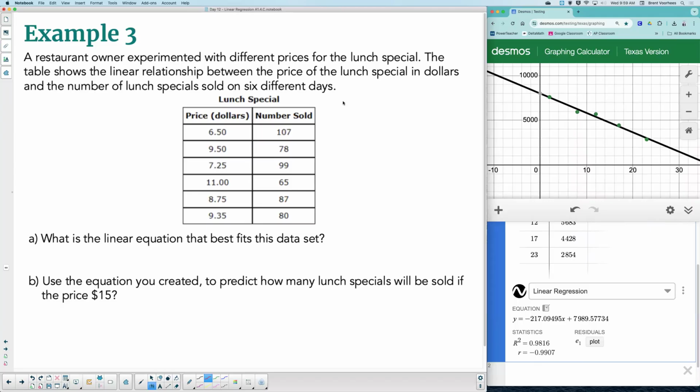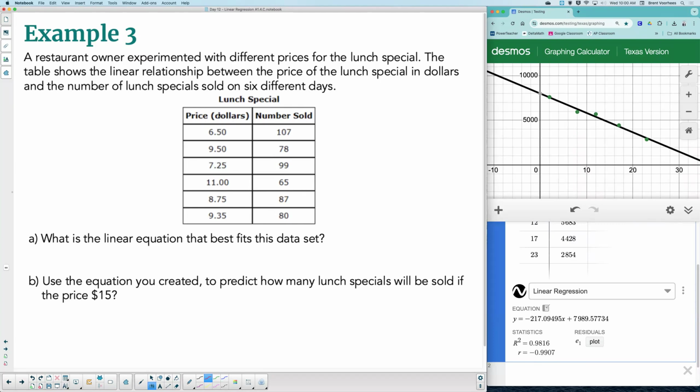Okay, example 3. So now what we're going to do, we've learned how to do a regression, and all of you got it perfectly. Now we're going to make predictions based off of that line. So example 3. It says a restaurant owner experimented with different prices for the lunch special. The table shows the linear relationship between the price of the lunch specials in dollars and the number of lunch specials sold on 6 different days. So here's the price, here's the number sold.